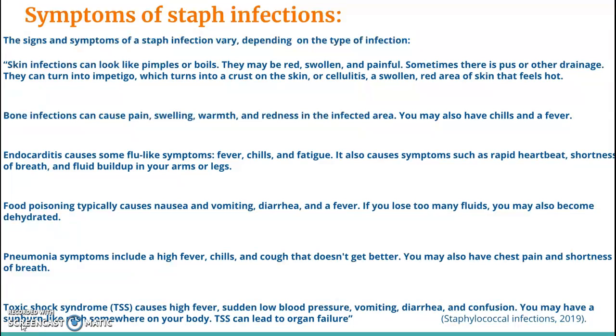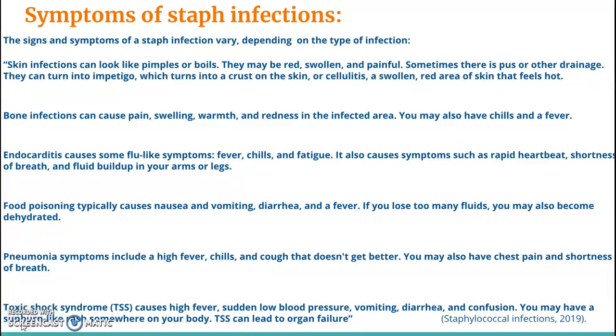Symptoms of staph infections can look like pimples or boils. They might turn into impetigo with a crust on the skin, or cellulitis, swollen and red and hot. Osteomyelitis might have pain, warmth, swelling, redness in the area. It can also be accompanied with fever and chills. An infection in the heart tissue will often have flu symptoms such as fever, chills, and fatigue. They can also have a rapid heartbeat, shortness of breath, and edema in the limbs.